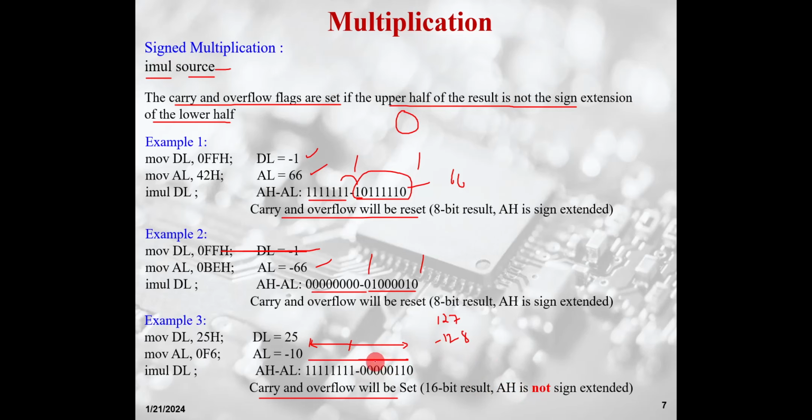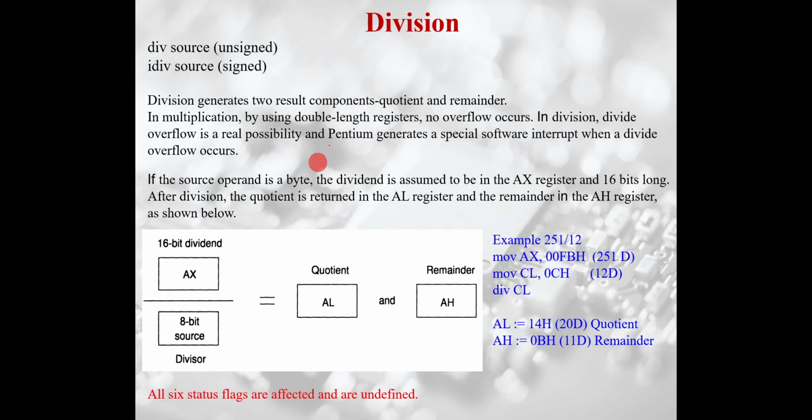So you can use this carry and overflow flag to determine whether the information is 8-bit or 16-bit. Okay, so that is with integer multiplication, right? Division is also very similar. We can have signed and unsigned, like in the case of multiplication.